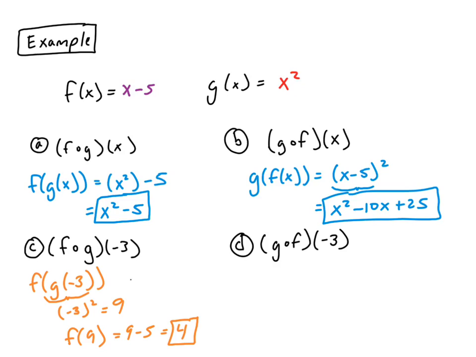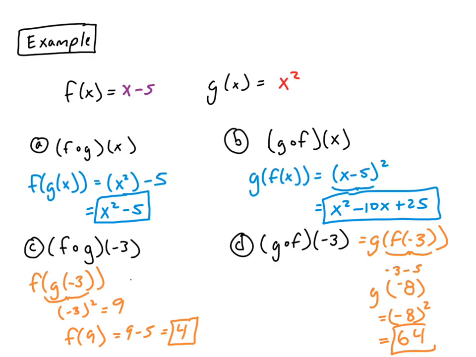We'll do the same thing here. We have to recognize that this is g of f of negative 3. So we'll go ahead and calculate f of negative 3 first. We've got negative 3 minus 5, which is negative 8. So that means we're going to take g of negative 8. That means we're going to get negative 8 squared, because we're plugging that into g of x. So that means this is 64.